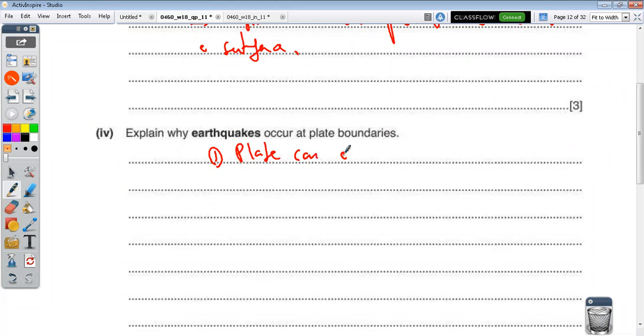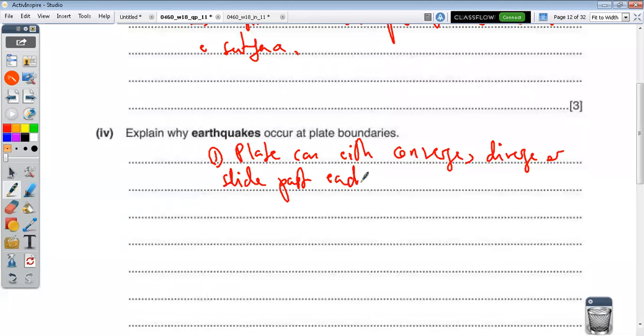Earthquakes can happen when plates are what? Are moving. Plates can collide. Yes, plates can converge. What else? Plates can diverge. You still have an earthquake. Or slide past each other. That's the first point. Clear. So this or that can give you an earthquake when that happens. So when this happens, the next point is that friction builds up.